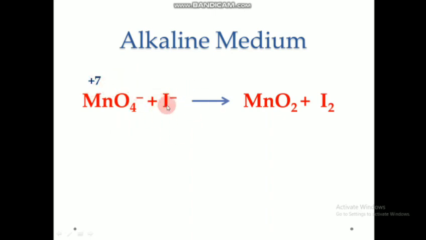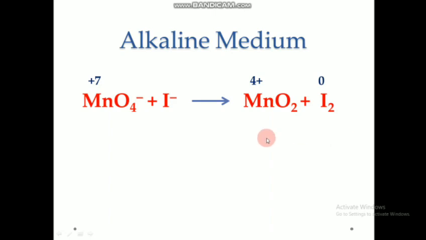I, as it is a single atomic ion, we don't have to find the oxidation number. The minus charge itself is the oxidation number. So minus 1 is the oxidation number of I. Here in MnO2, 2 into minus 2 becomes 4 negative. To cancel that off, we need 4 positive. So 4 plus minus 4 becomes 0. As it does not have any net charge, it is 0 only. And I2, in this case, has 0 oxidation state.